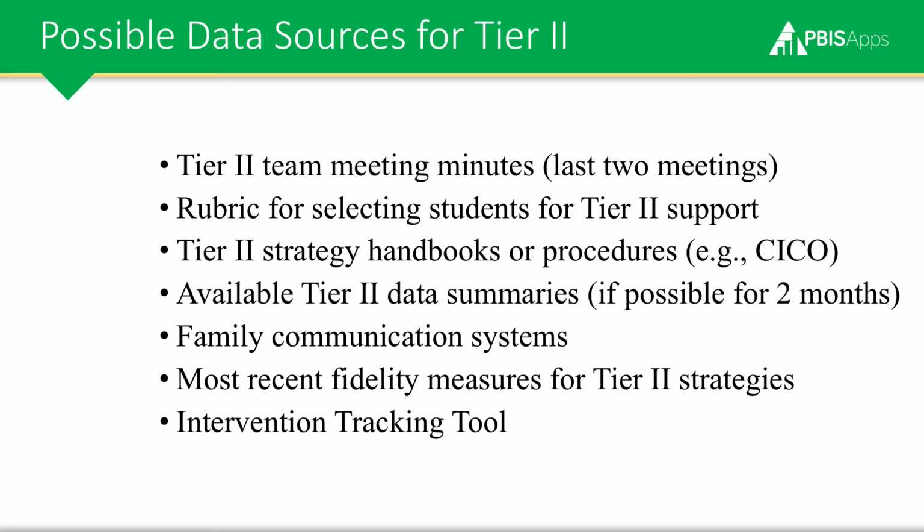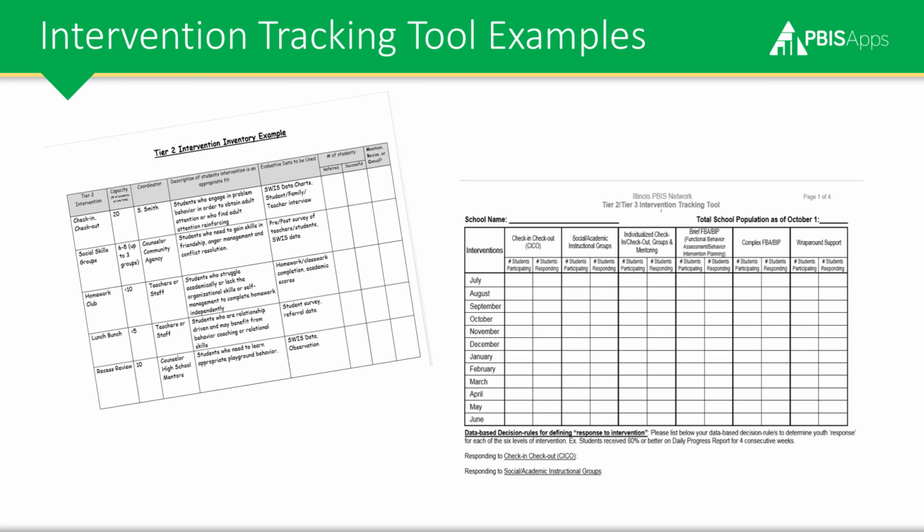As you look through the list, most will be familiar to you. The intervention tracking tool isn't listed in the TFI, but there isn't an example in the appendix. We've had many questions about what is the intervention tracking tool, and as a result, we have some examples in our next slide. Item 211 of TFI references the intervention tracking tool as a possible data source. Here are a couple of examples from Placer County, California, and the Illinois PBIS network.